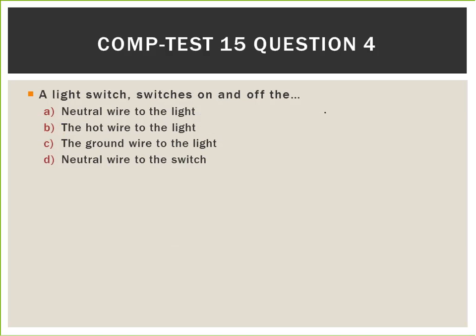Comp Test 15, question number 4. A light switch switches on and off the A, neutral wire to the light, B, the hot wire to the light, C, the ground wire to the light, D, the neutral wire to the switch.